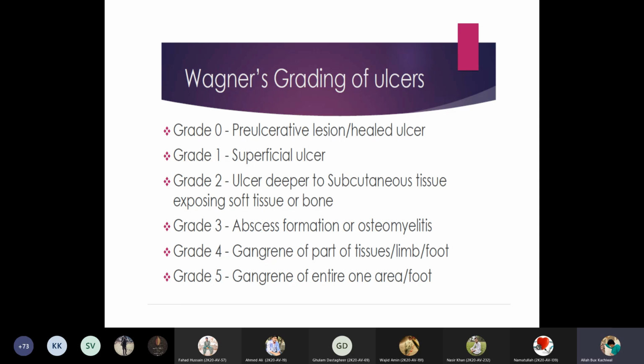So Wagner's grading of ulcers. There is a grading of ulcers standardized by Wagner: pre-ulcerative lesions or healed ulcer is grade 0, whereas a superficial ulcer is grade 1, grade 2 is an ulcer deeper to the subcutaneous tissue exposing soft tissue or bone, grade 3 ulcer is abscess formation or osteomyelitis, grade 4 is gangrene of a part of the tissue or a limb or a foot, and grade 5 is gangrene of the entire area or foot. This is known as the grading of ulcers.